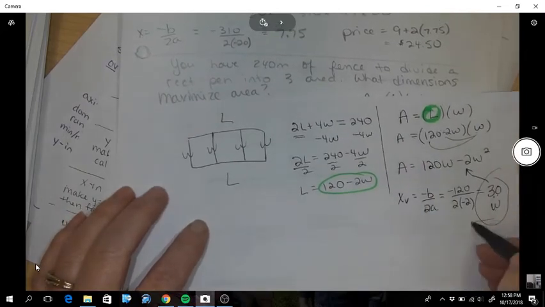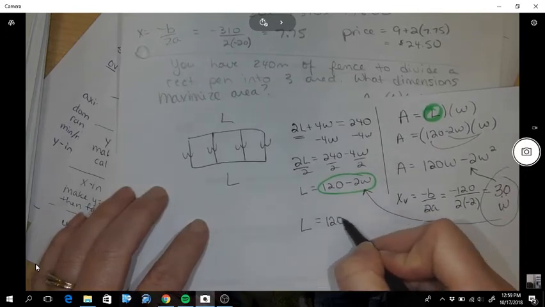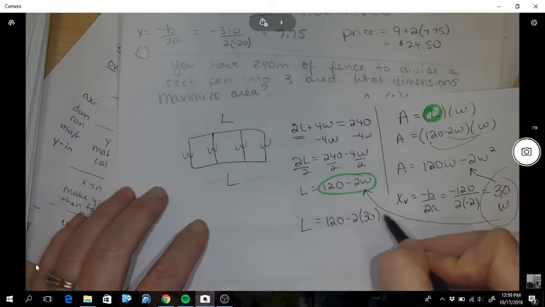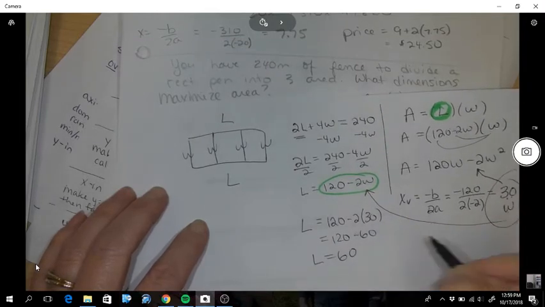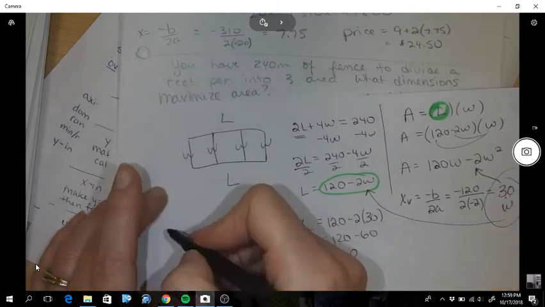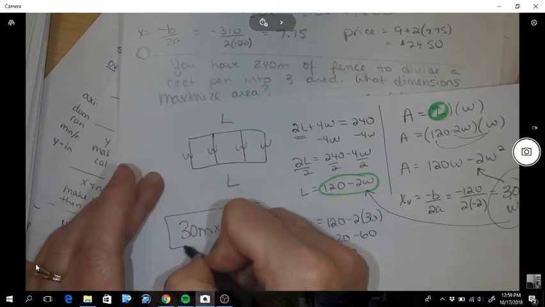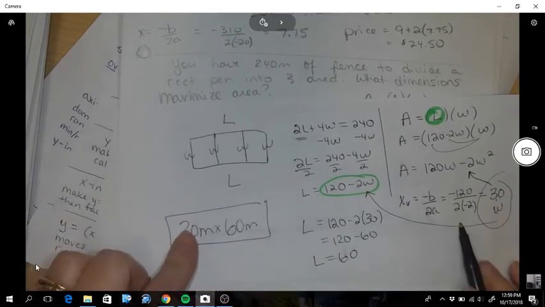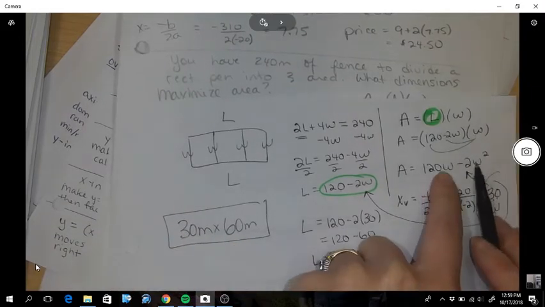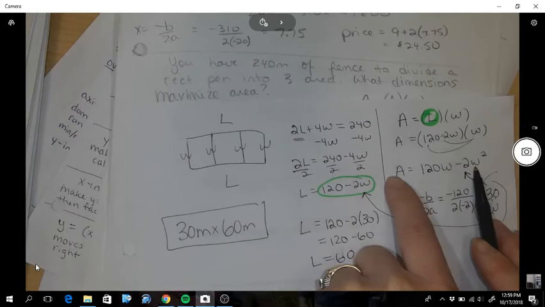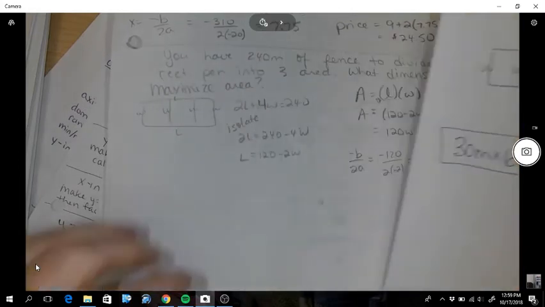Now I'm going to go here, because now I want to know length. So 120 minus 2 times 30. 120 minus 60, so my length is 60. So the dimensions are 30 meters by 60 meters. If you want to know your area at the end of these problems, you could go 1800, just multiplying those, or you could plug 30 in here and it would come out to be 1800.